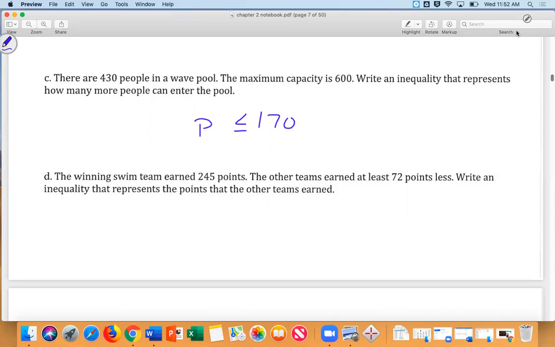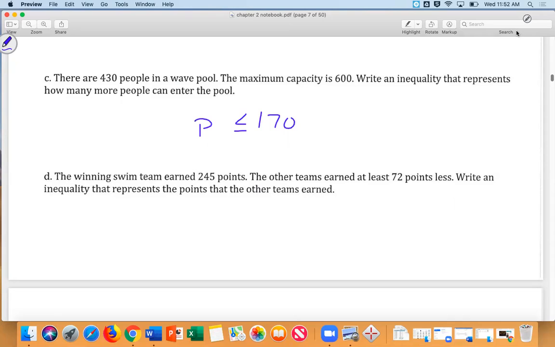All right. Anybody swimming here? Oh, this is the Annie day. Annie swims. All right. The swim team earned 245 points. The other teams earned at least 72 points less. First off, nobody ever talks like this. It's nonsensical, silly talk. Write an inequality that represents the points that the other teams earned.